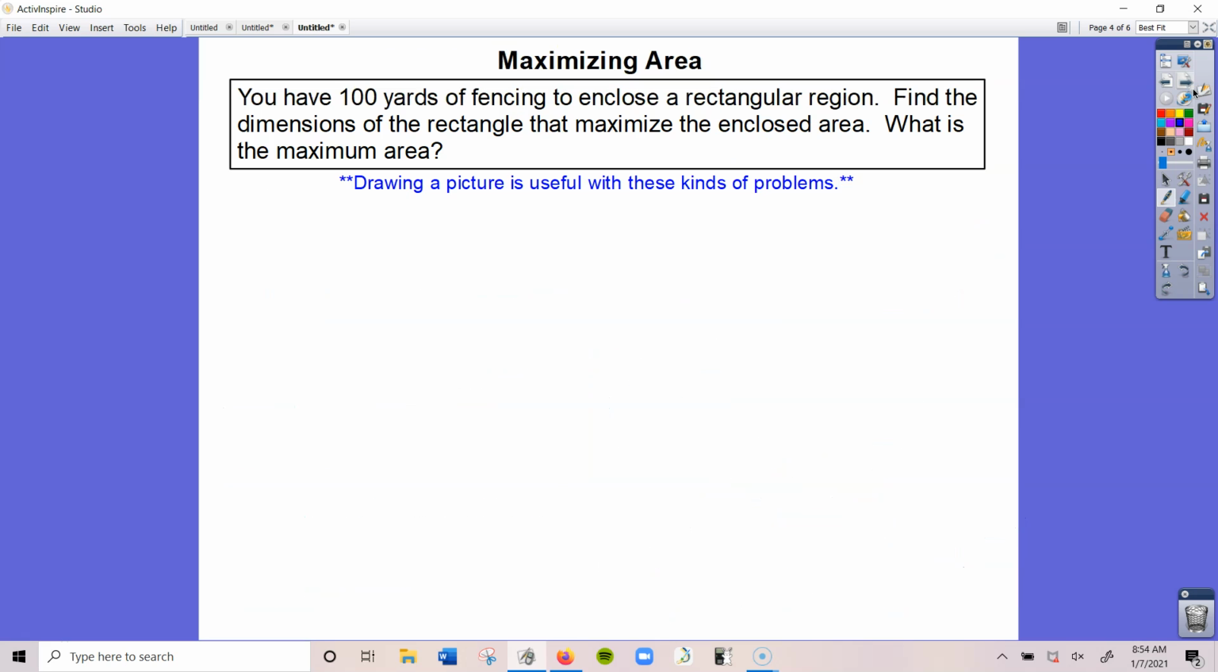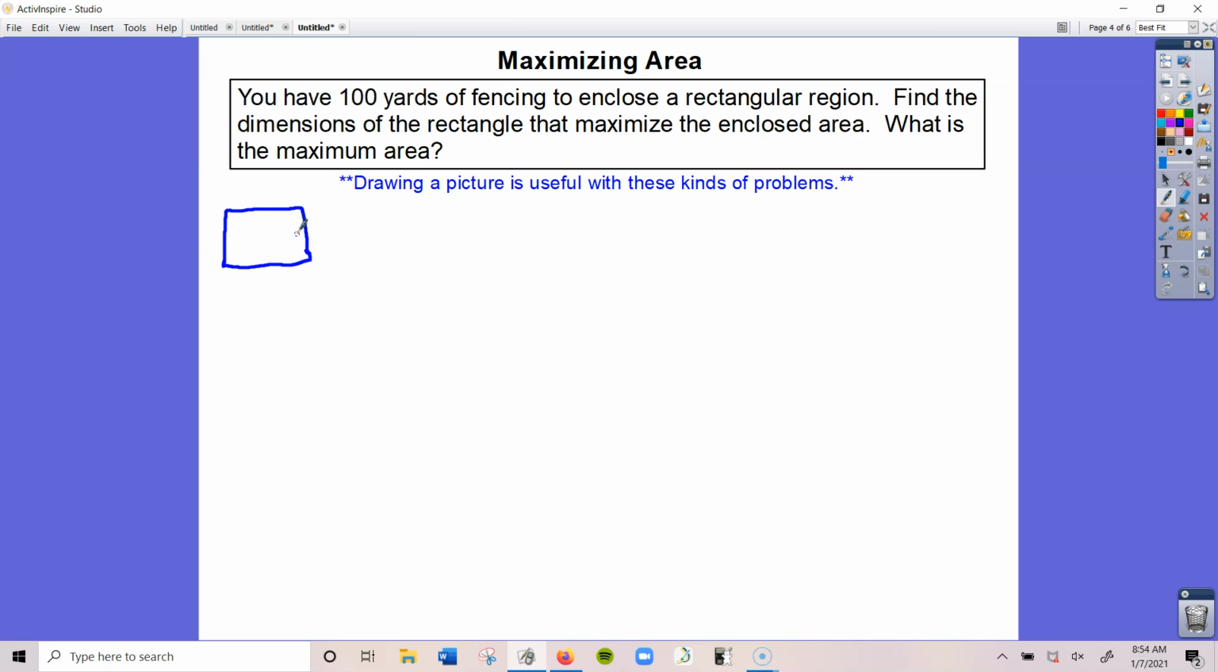Let's look at another example where we are maximizing area. So I put here that it's useful to draw a picture for these kinds of problems, and that's what we're going to do once we read it. You have 100 yards of fencing to enclose a rectangular region. So I'm going to draw my rectangle. Find the dimensions of the rectangle that maximize the enclosed area. And what is the maximum area?